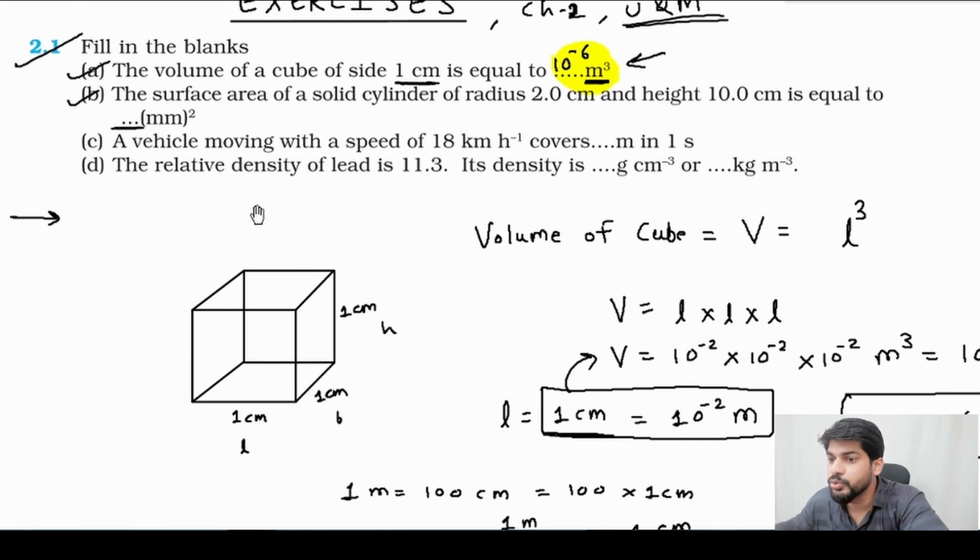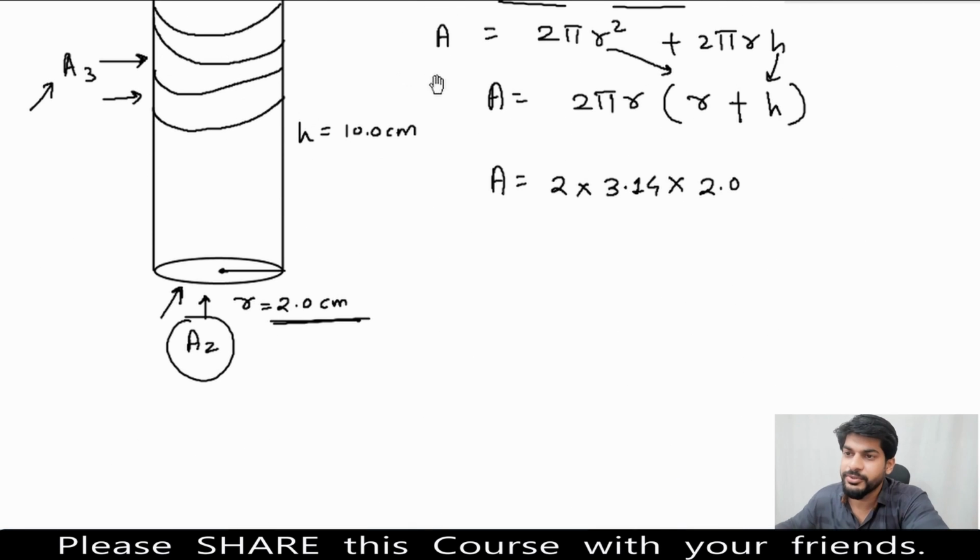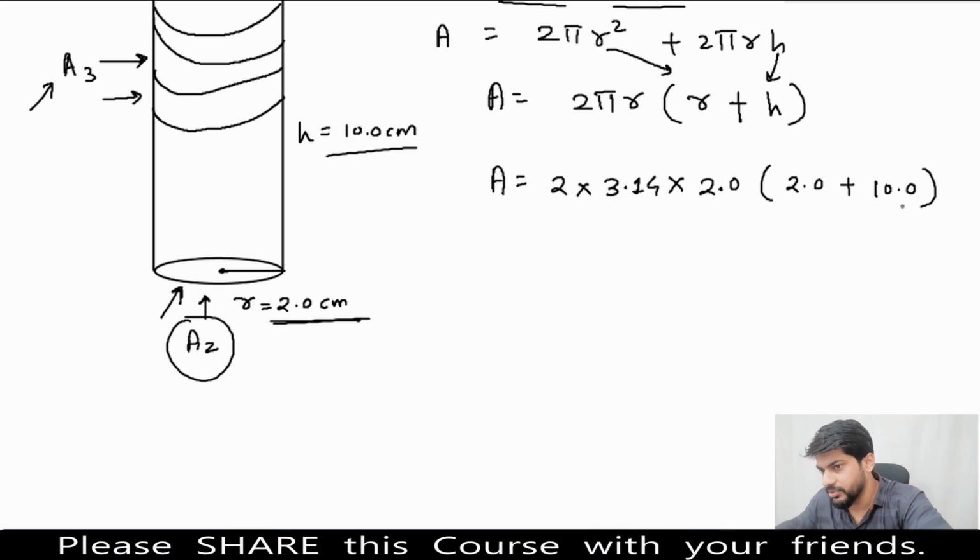So let's convert this to mm, or else we can convert it later, that is also fine. So let's do the conversion later on. Right now let's keep it as it is. Our final answer we will convert into mm. So now it is 2.0 plus h, which is 10.0.